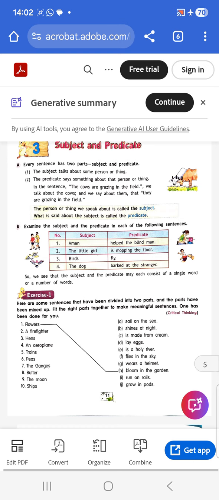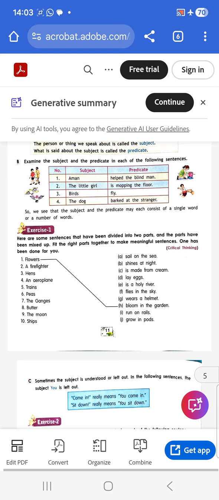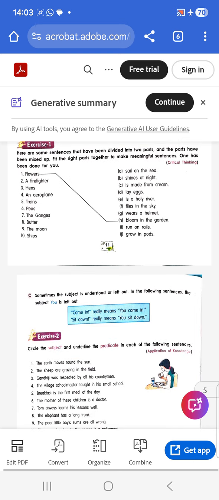Here are some sentences that have been divided into 2 parts and the parts have been mixed up. Fit the right parts together to make meaningful sentences. One has been done for you. Like flowers bloom in the garden. This exercise we have already done. So go through this exercise. If you are having any doubt, you may ask.